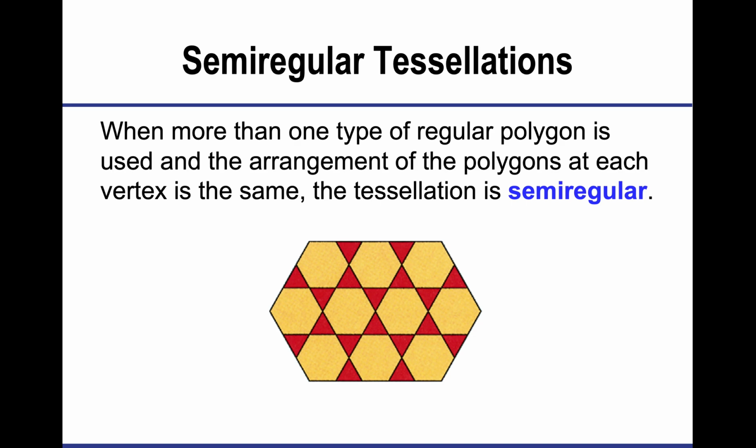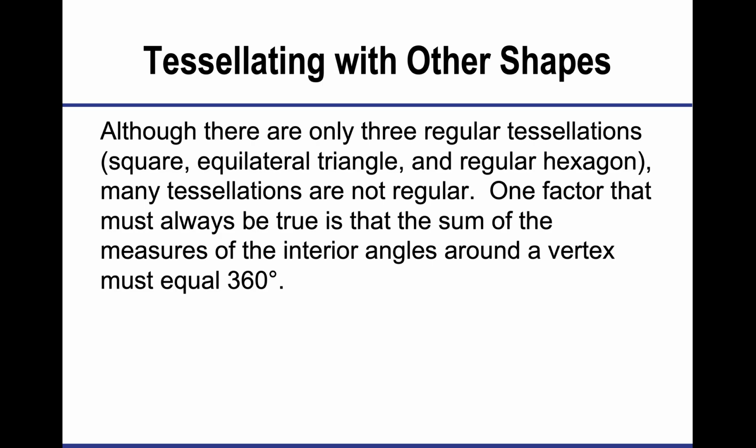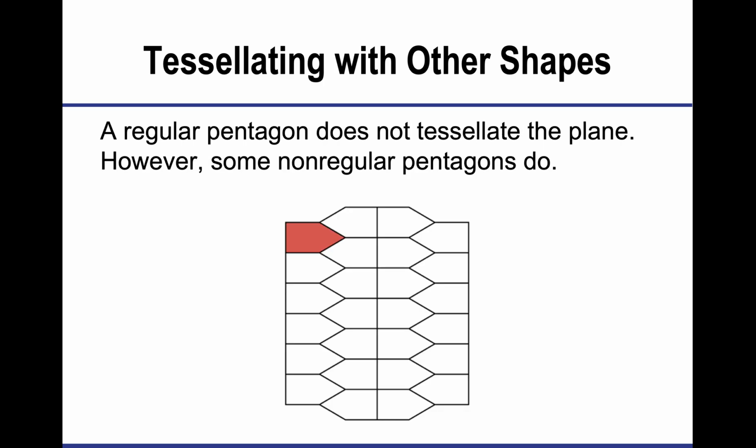If I want to have a semi-regular tessellation, I can have 2 different shapes with 2 different sizes and use them to complete a tessellation. If I'm tessellating with other shapes, there's only 3 regular tessellation shapes we can use: a square, an equilateral triangle, and a regular hexagon. I can look at some alternatives like the lizards, okay? So one thing that we have to make sure of is that the sum of those measures is going to equal 360 if I start trying to look at shapes outside of regular polygons.